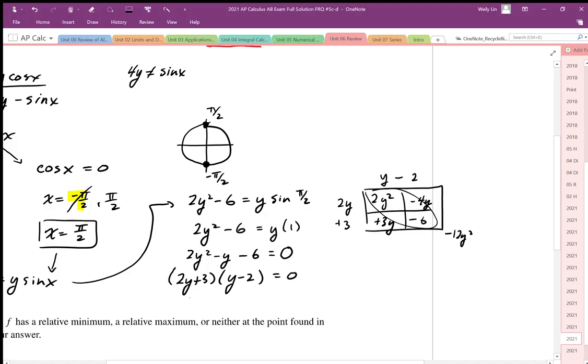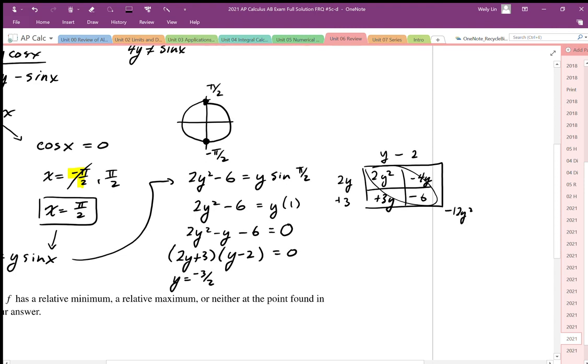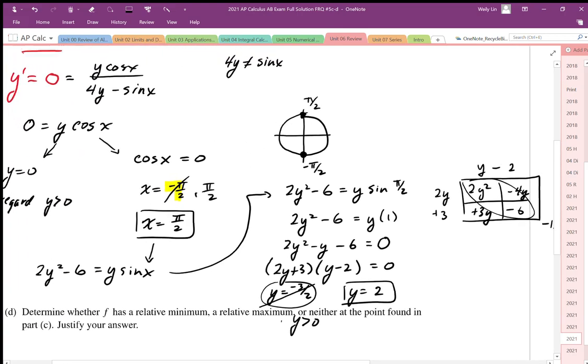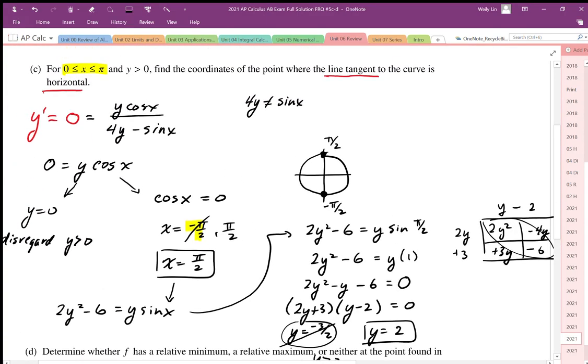So I end up with y coordinates of y equals negative 3 over 2. And again, I can disregard this since y is greater than 0. This is extraneous since y is greater than 0. And then I only need to consider the coordinate y equals 2. So the point of tangency, where the tangent line is horizontal, where we have 0 slope, is at x equals pi over 2, y equals 2, and that's the point that I'm looking for.